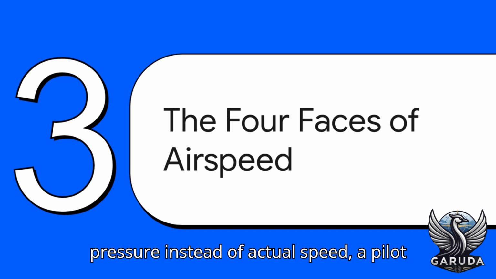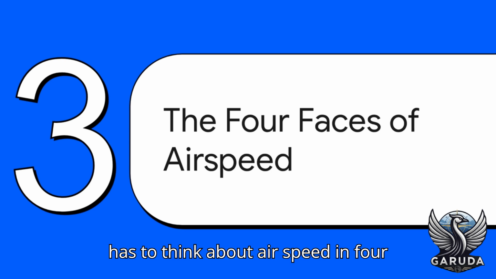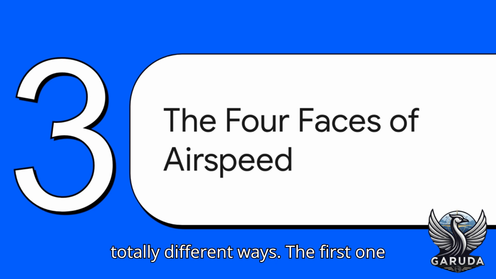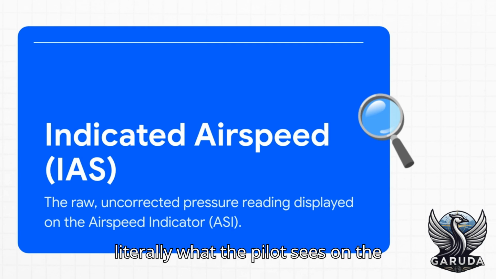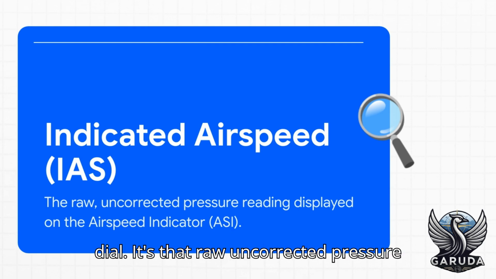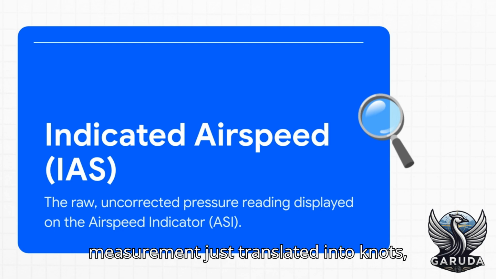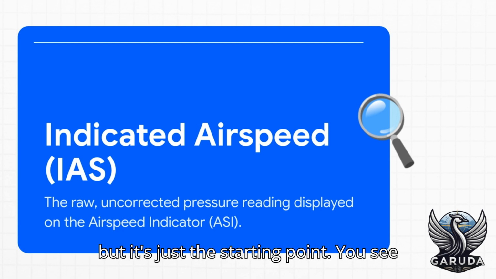But because it's measuring pressure instead of actual speed, a pilot has to think about airspeed in 4 totally different ways. The first one is indicated airspeed, or IAS. This is literally what the pilot sees on the dial. It's that raw, uncorrected pressure measurement, just translated into knots. But it's just the starting point.